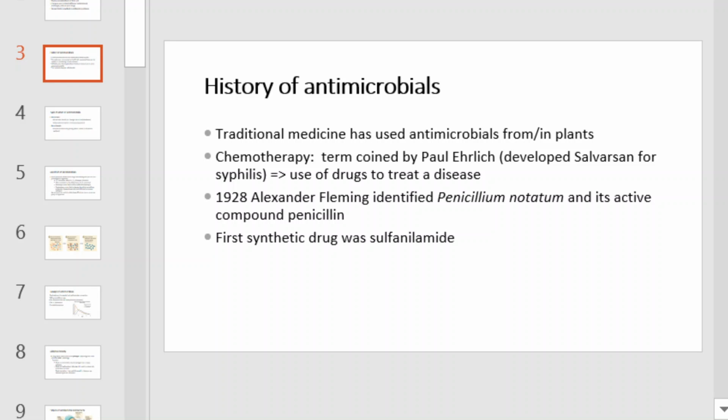Chemotherapy is the use of drugs to treat a disease. In 1928, Alexander Fleming identified Penicillium notatum and its active compound, penicillin. The first synthetic drug was sulfonamide.